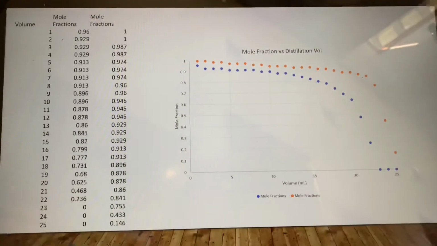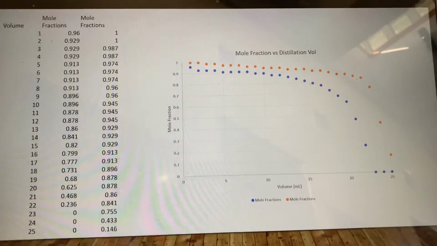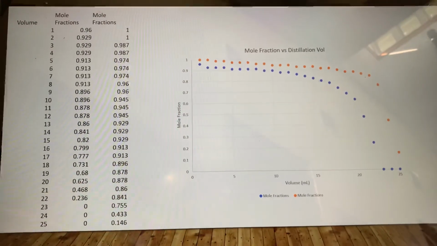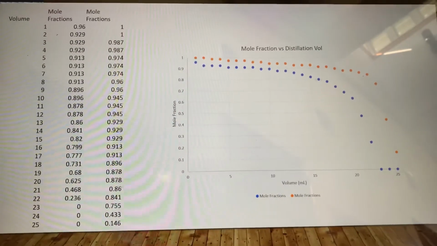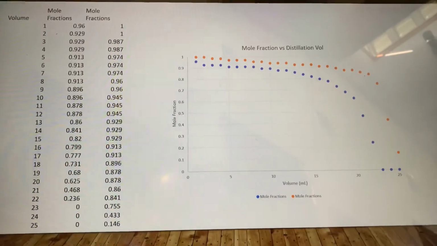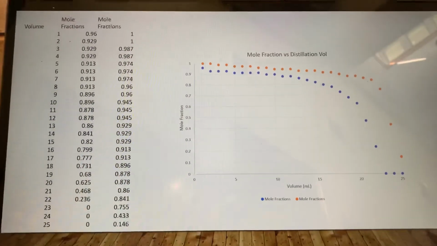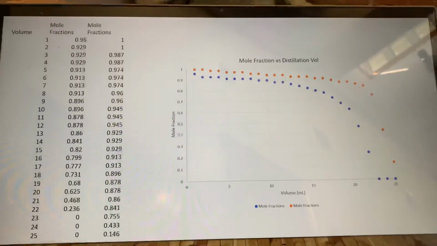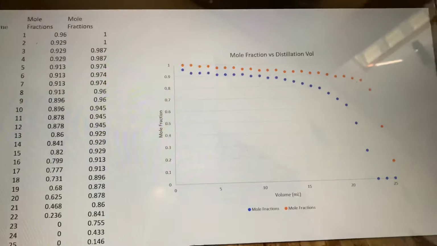On this slide, I did a graph comparing the mole fractions with the simple and fractional distillation. So the blue dots are the mole fractions of the simple distillation, and the orange dots are the mole fractions of the fractional distillation.